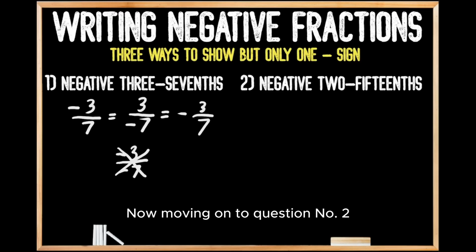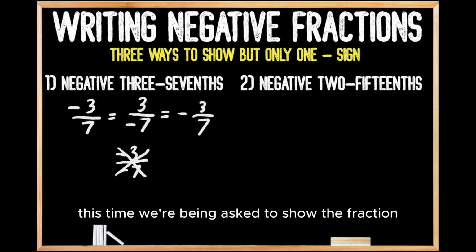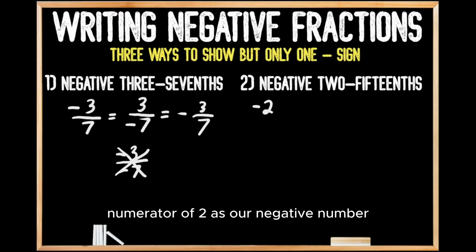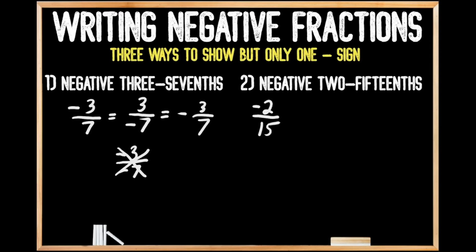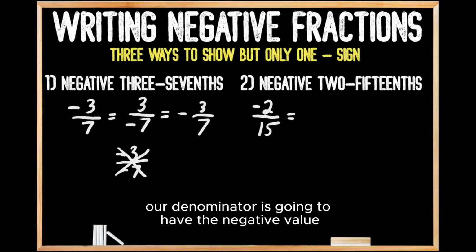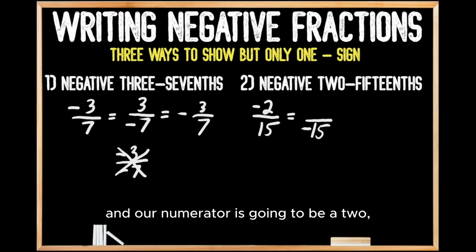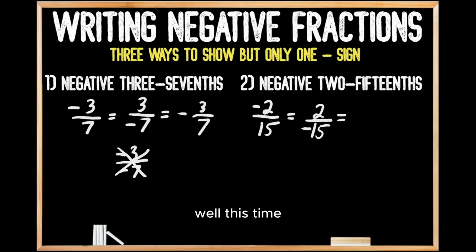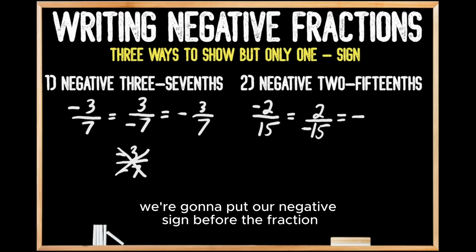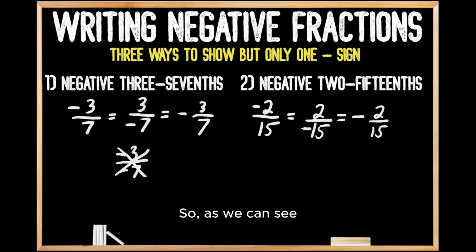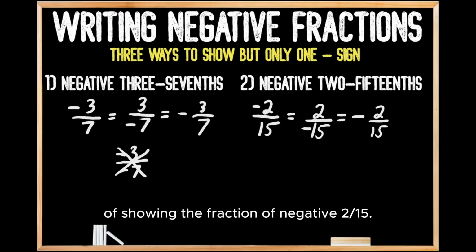Now moving on to question number 2, this time we're being asked to show the fraction of -2/15. So the first way, once again, is we're going to write our numerator of 2 as our negative number, so we have -2/15. Now for the next way, this time our denominator is going to have the negative value, so we're going to have -15 for our denominator, and our numerator is going to be a 2. And then for the last way, well, this time we're going to put our negative sign before the fraction, and then we're just going to write our fraction of 2/15.